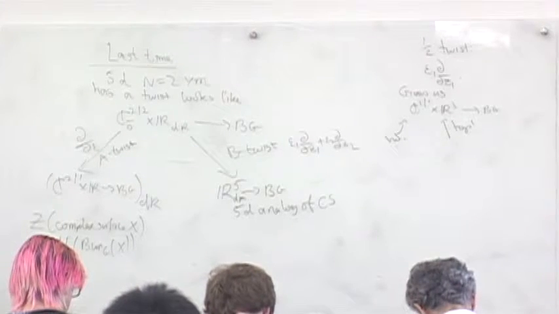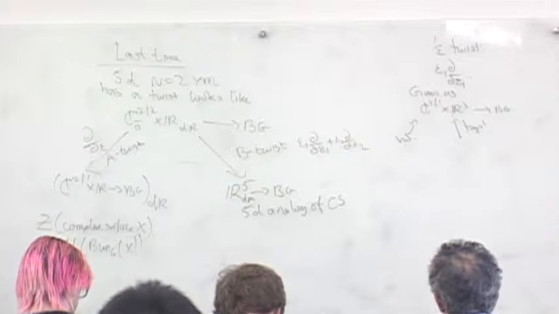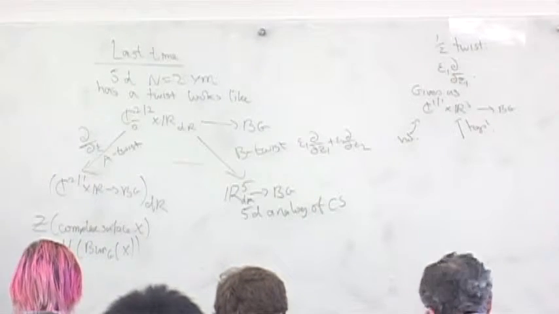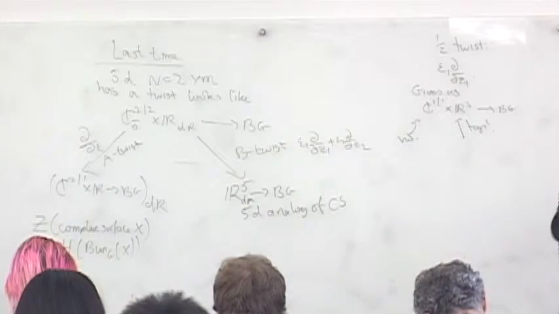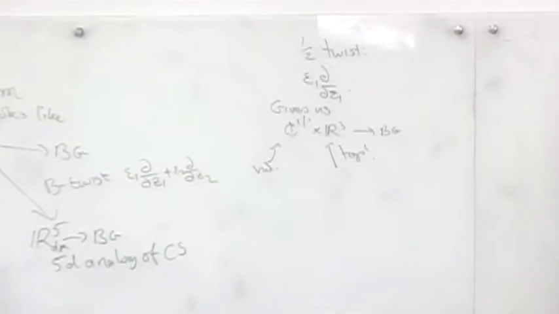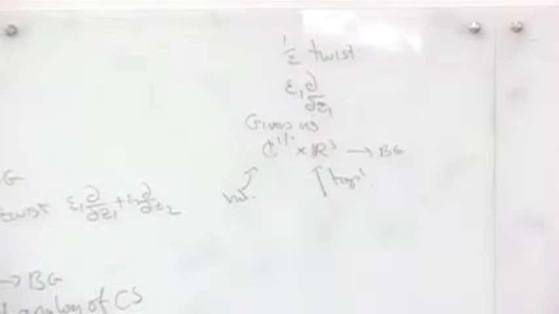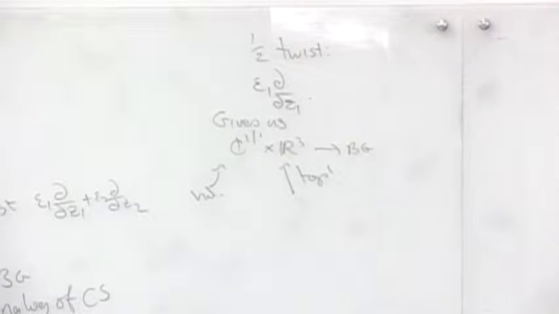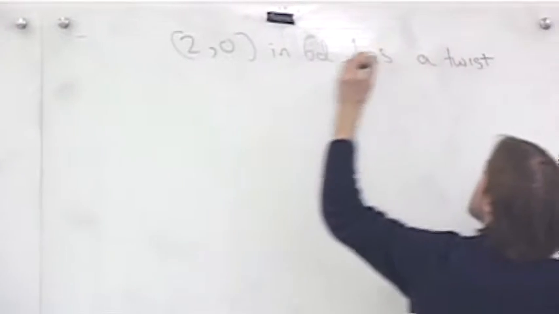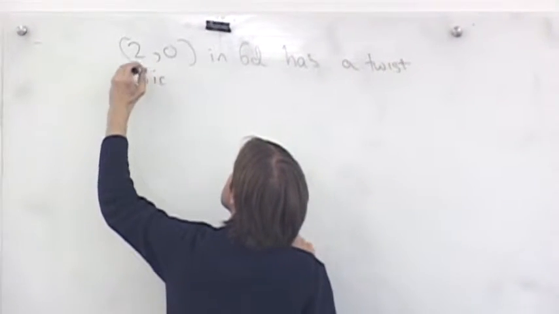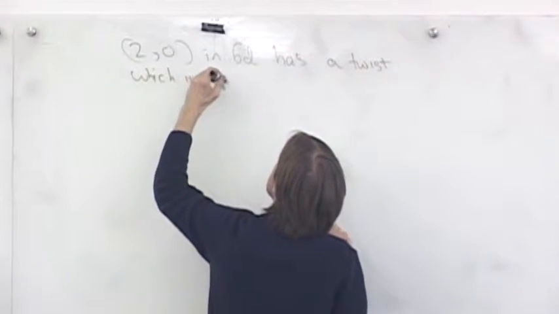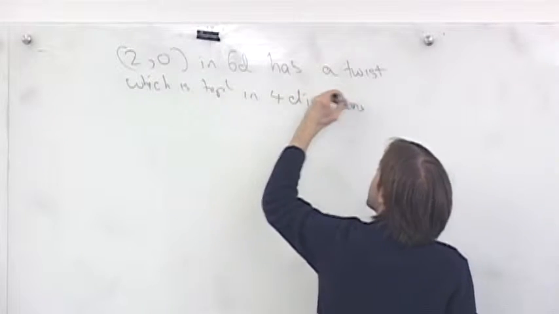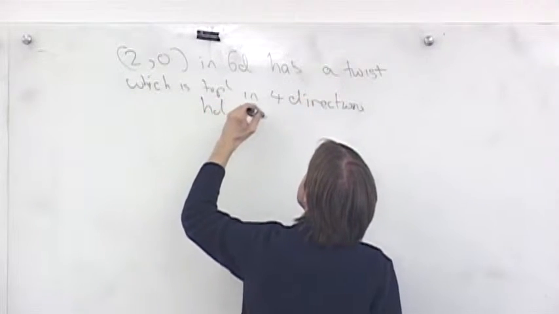what the plan is today, well, first I want to discuss how the 6-dimensional (2,0) theory is expected to reduce to these various twists. So the (2,0) theory in 6 dimensions has a twist which is topological in 4 directions, and again holomorphic in 2 directions.